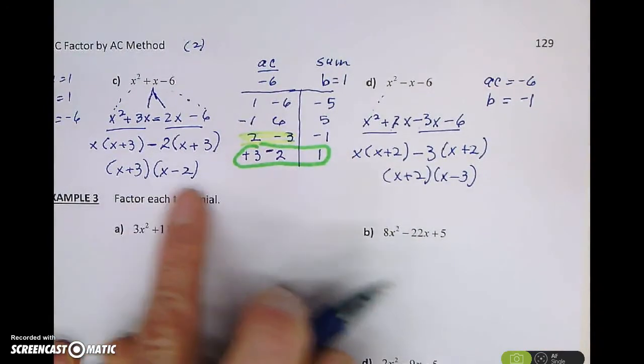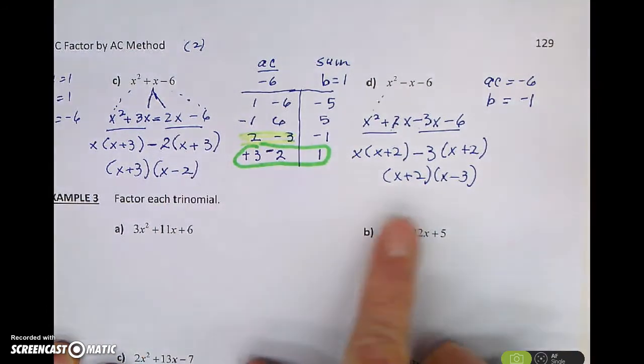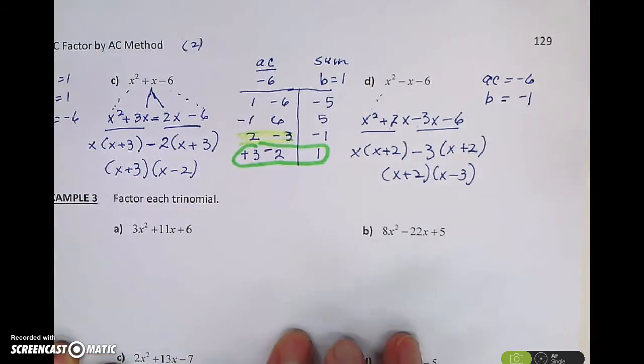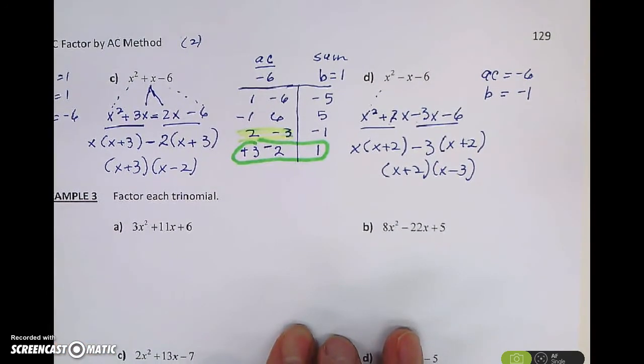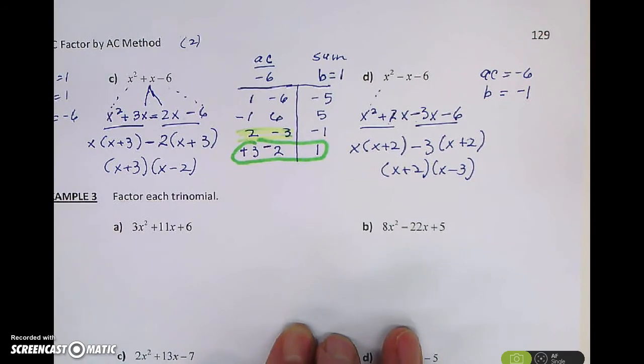So you see they almost look the same, but they're not. This has an x plus 2, that has an x minus 2. This has an x minus 3, this has an x plus 3. So I can use the same columns to work with, but the answers are different. All right, so let's do one. Well, no, we'll stop right here.